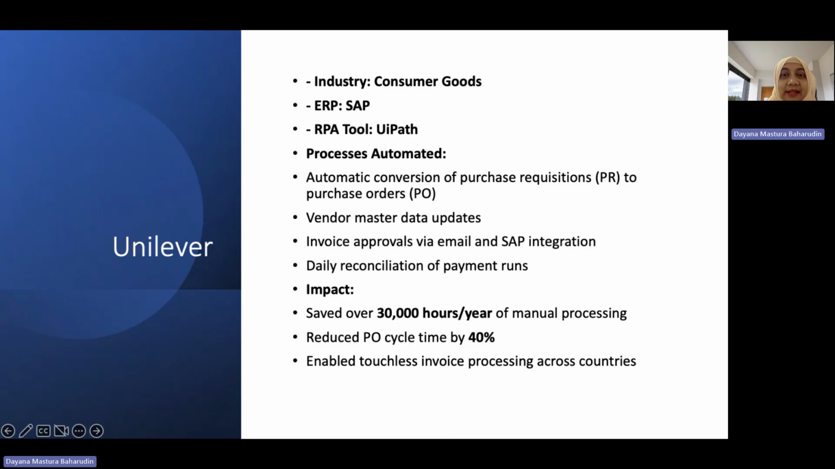Impact: save over 30,000 hours per year of manual processing. Reduce PO cycle time by 40%. Enable touchless invoice processing across countries.